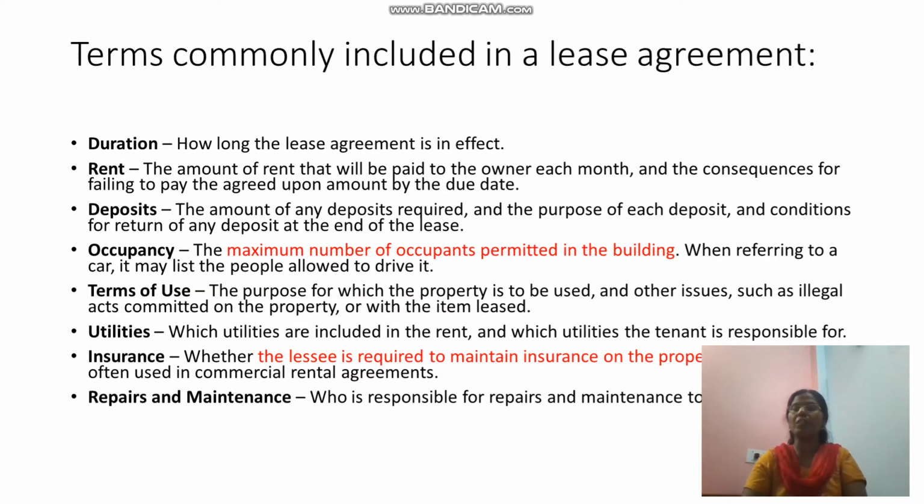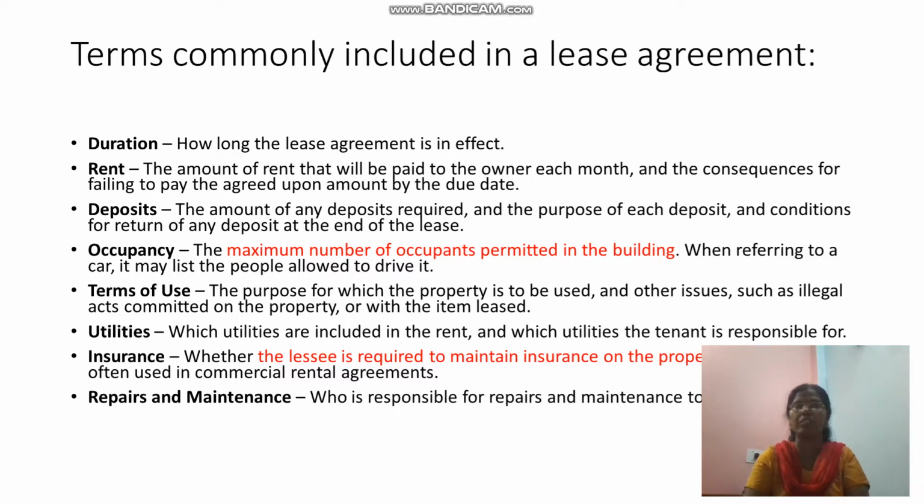Now, what are the various terms which are commonly used in a lease agreement? The first one is the duration. Duration is nothing but how long the lease agreement is going to be in effect. Rent: the amount of rent that will be paid to the owner by the tenant. And if he fails to make a payment, what is the condition applied? Third is the deposit: the amount of any deposit required, the purpose of each deposit, and the condition for return at the end of the lease.